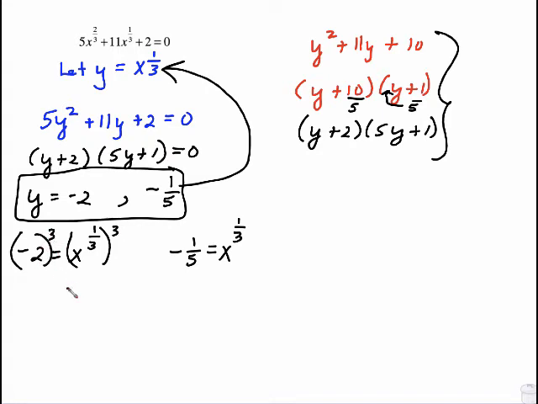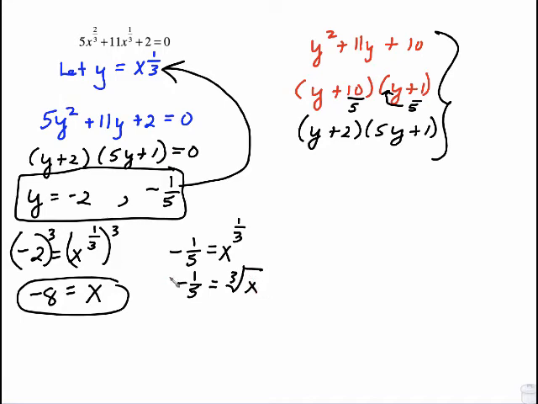So raising both to the third power, this just gives me x, this gives me negative 8. I'm going to do this one as a radical just to show you the difference. This stays negative 1/5. X to the 1/3 is also known as the cube root of x. To undo the cube root, we do the opposite, which is cube both sides. Notice, no matter which way you think about it, to solve this, we had to cube both sides. Negative 1/5 cubed is negative 1 over 125.